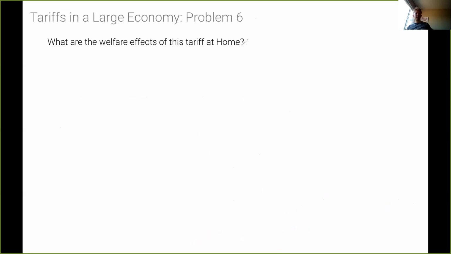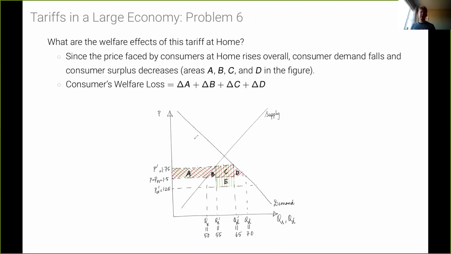So moving on, we can ask what are going to be the welfare effects of this tariff at home. And so the price faced by consumers is going to rise overall. So consumer demand is going to fall, and we're going to have a reduction in consumer surplus. And so that's going to result in a decrease in consumer surplus of areas B, C, and D.